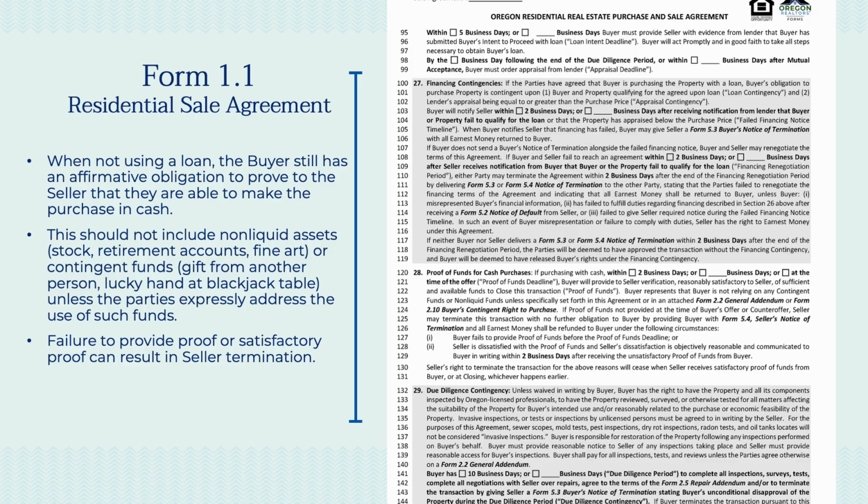If the seller does not approve of this cash fund proof, they can terminate the contract. They have a right to terminate the contract. Keep in mind, this proof of cash funds should not include non-liquid assets, stocks, retirement accounts, sale of fine art, sale of other real estate, sale of anything that you have not sold yet, or contingent funds from something that you trust you'll have in the future, money you don't have yet, but something has to accrue for you to have it. It should not include that unless the parties specify that specifically.